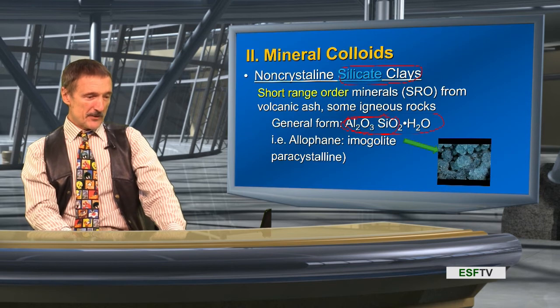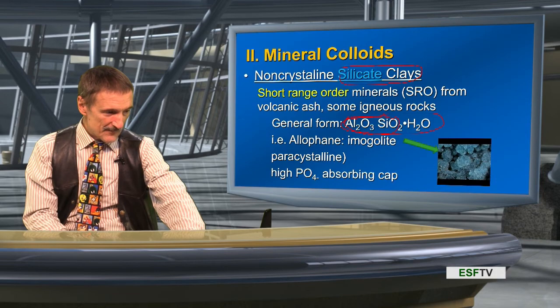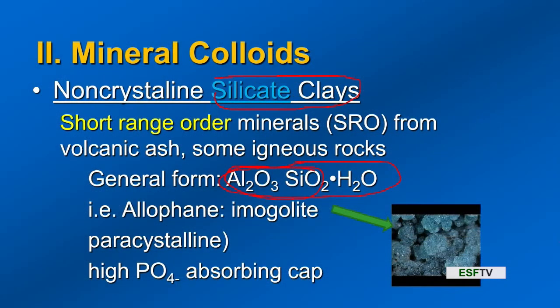So here's a nice little picture of allophane, and imogolite. Why do I keep harping on allophane and imogolite? Well, these from volcanic ash have a very high capacity to adsorb phosphate. They can fix phosphate. That's extremely important later when we talk about nutrition, because volcanic soils have this ability to make phosphate unavailable, or kind of hang on to it.